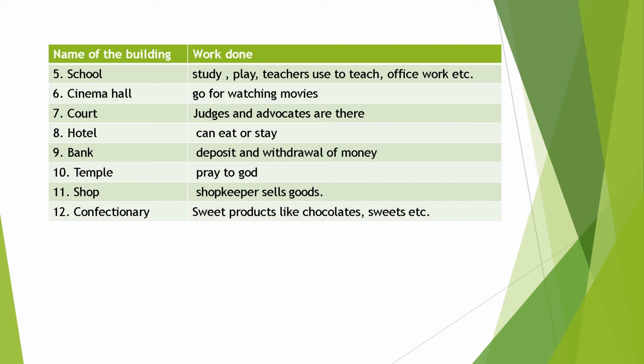Then hotel is there where people can eat or stay as well. Bank for depositing money and withdrawal of money as well. Temple for praying to God. Shop, where shopkeepers sell goods, and confectionery, where sweet products like chocolates and sweets we can purchase.